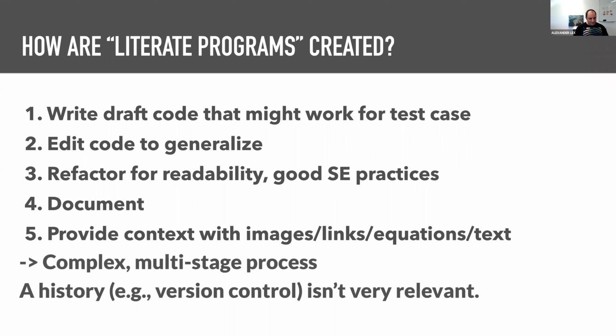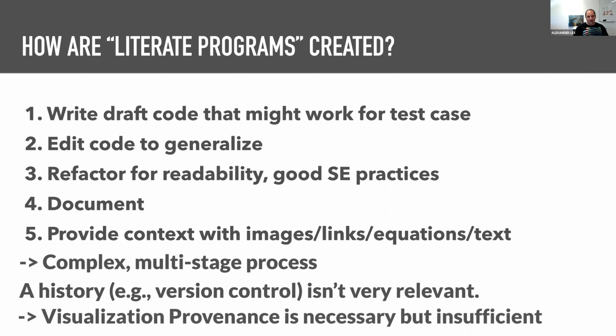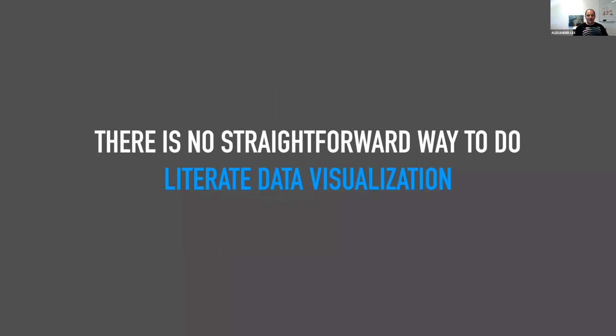And version control, like history, isn't all that important here. The order in which you wrote the documentation isn't relevant. And so if we think about what this means for interactive visualization, we could track provenance, and tracking provenance is kind of necessary, but it doesn't get us there, right? It's just a history of what has happened, but it's not the story that you want to later tell to make the visualization process literate. So there is no straightforward way to do literate data visualization with the means that we have right now. And so hence there's a lot of research needed in that space.